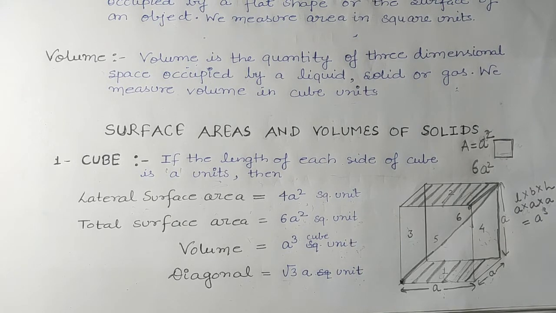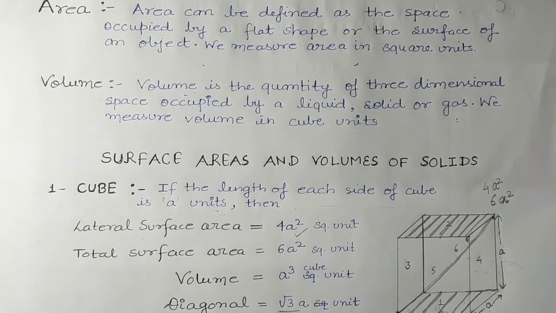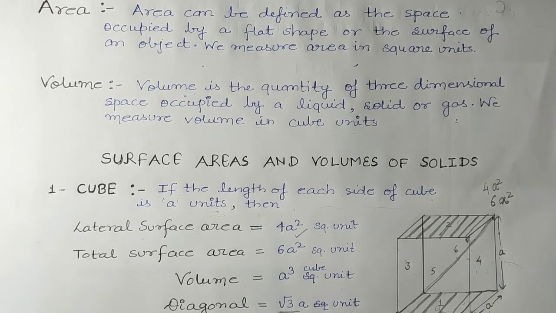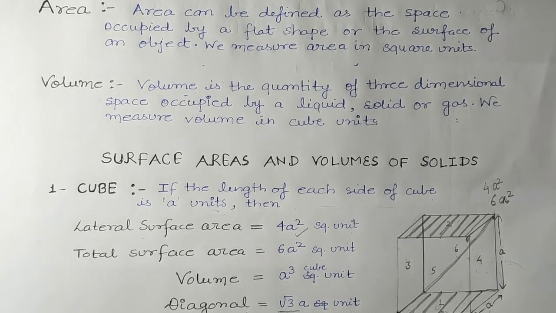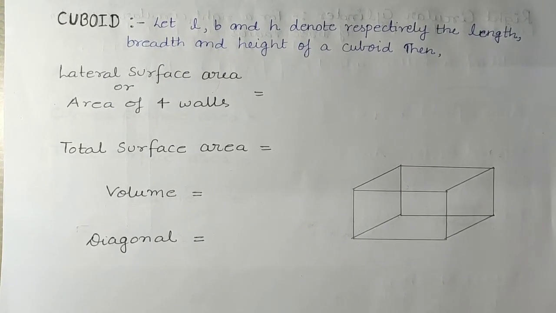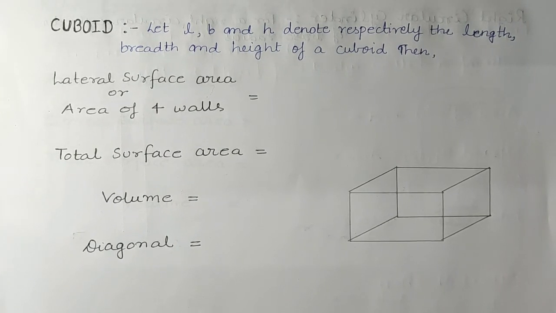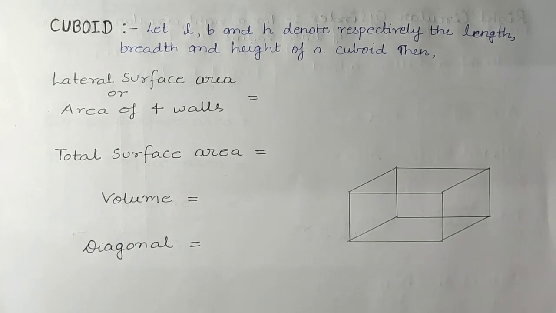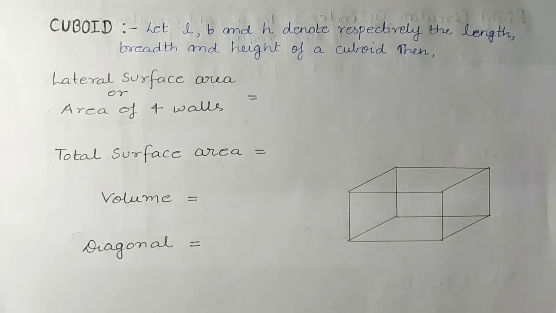Okay students, now coming to our next solid, that is cuboid. But before that, students, just pause the video and note everything down. If someone asks you what can be an example of a cuboid, you can simply say objects like a duster or a notebook can be examples of a cuboid. Here I have made a figure also.